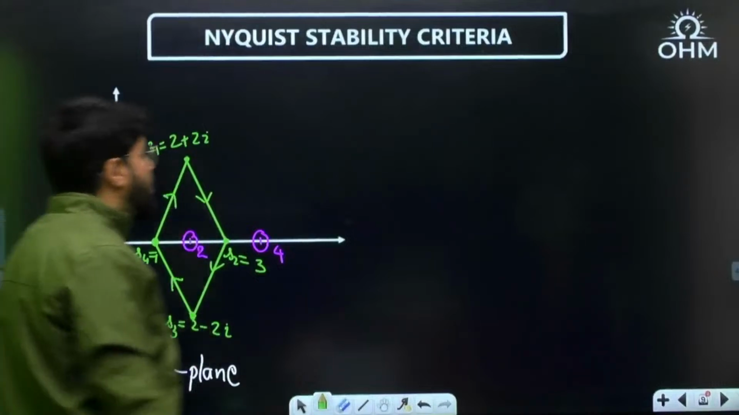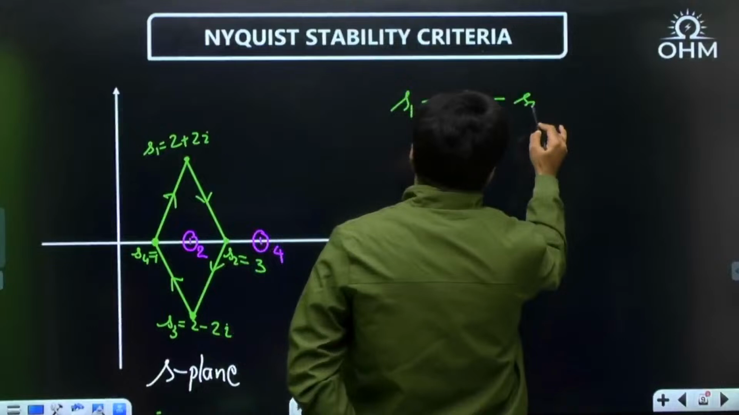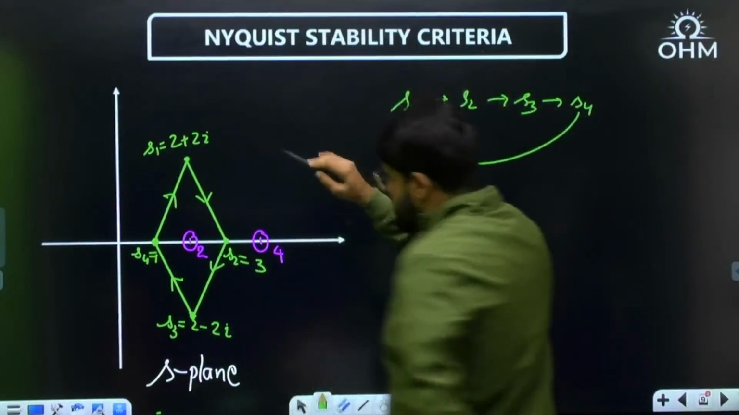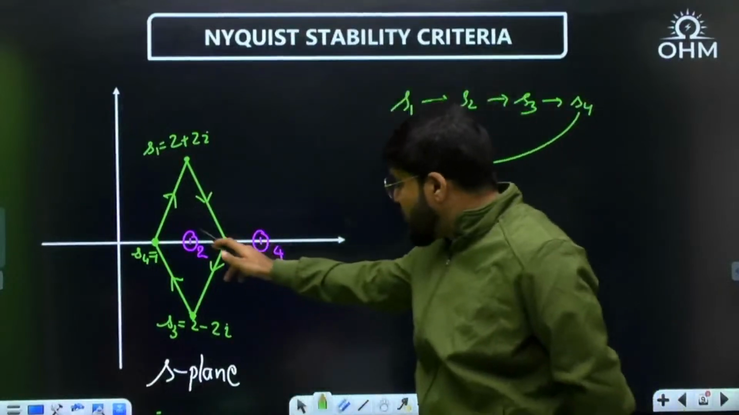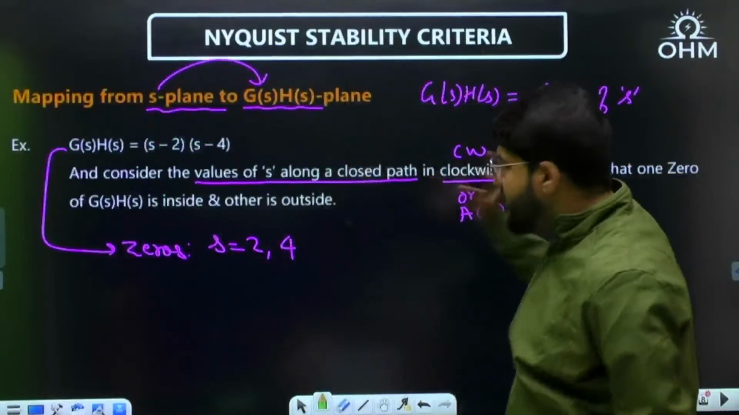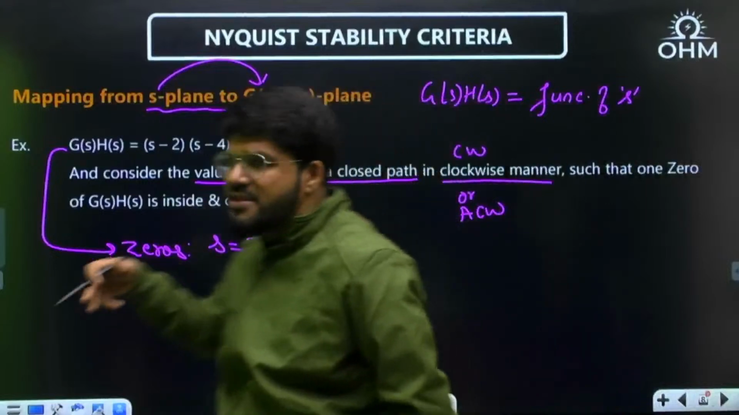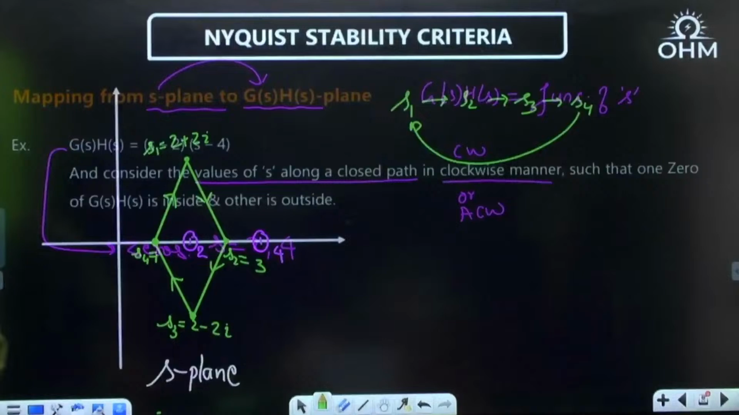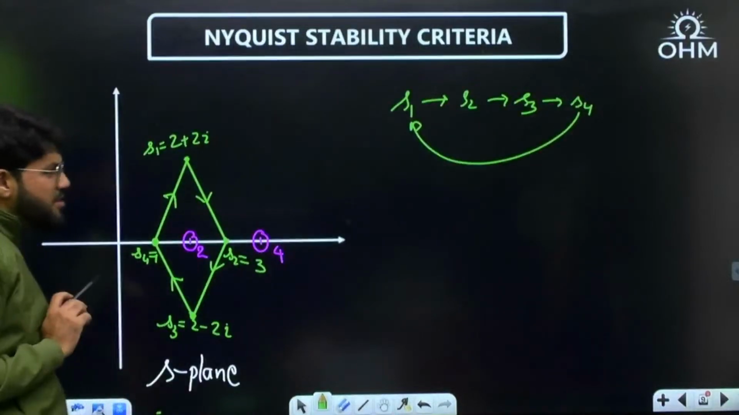So I start the value of S from S1, I go to S2, I go to S3, I go to S4, and from S4 I go back to S1. The path taken is clockwise, such that one zero falls inside the closed path, one zero falls outside. The entire condition is met, and I'm telling you everything has a reason. Why one zero inside, why one zero outside, why clockwise, why anti-clockwise, what is the role of both, I will explain. But as of now, the condition I mentioned has been satisfied.